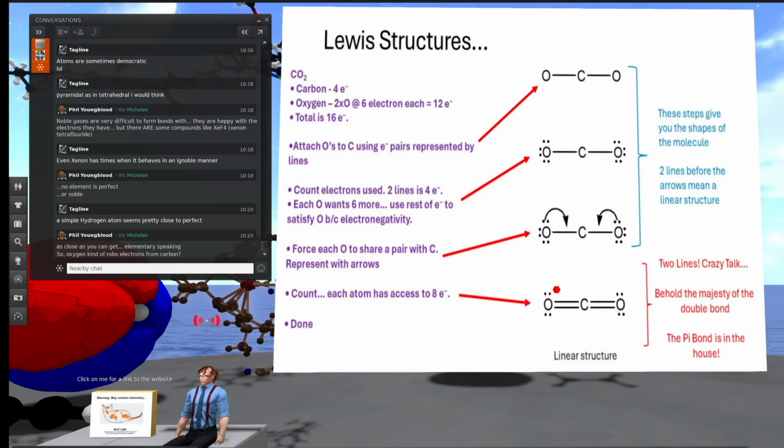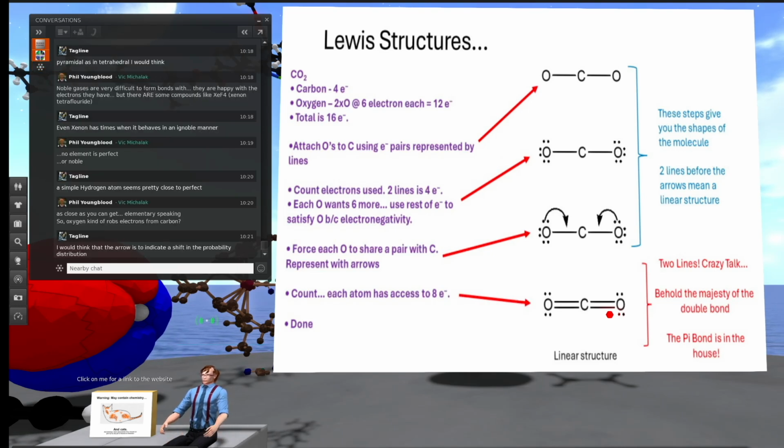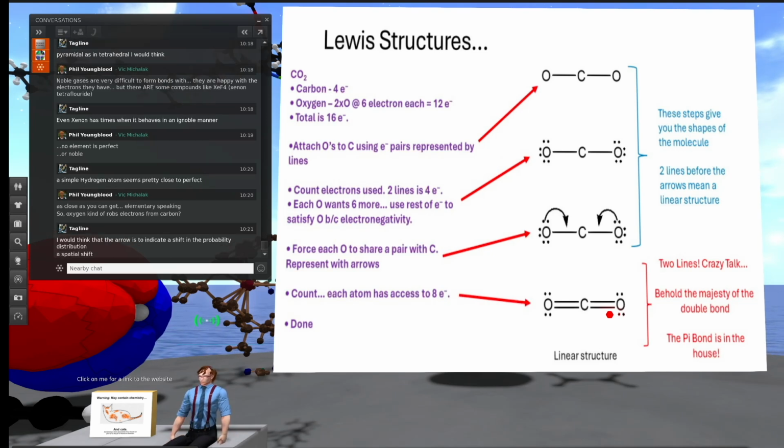Right? So basically, this ends up being the structure of carbon dioxide down at the bottom here, where you've got a double bond to each of the oxygens. Okay, double bond is 4 electrons. Each oxygen has another 4 electrons. Each oxygen is still happy. The carbon has 2 double bonds, a total of 8 electrons. It's happy. Done.